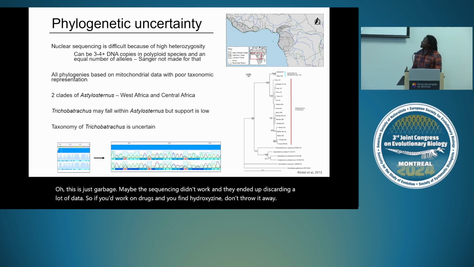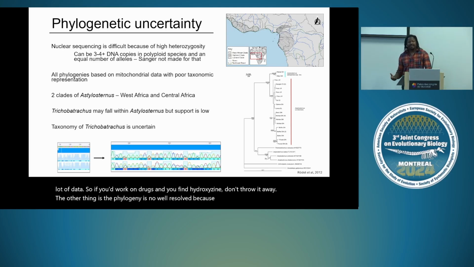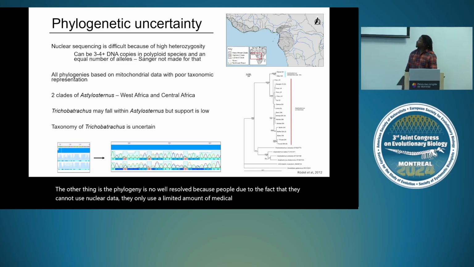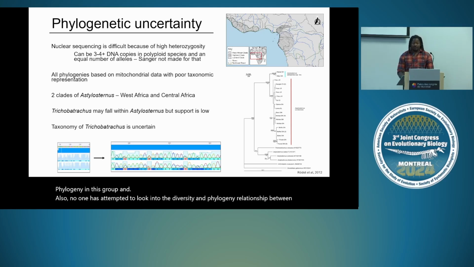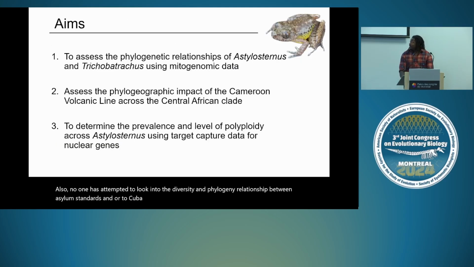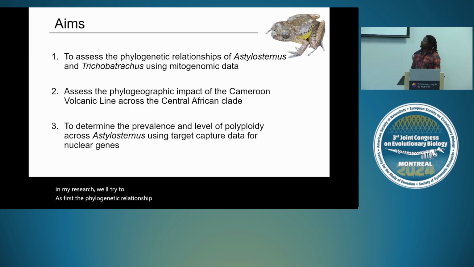The other thing is the phylogeny is not well resolved because, due to the fact that they cannot use nuclear data, they only use a limited amount of mitochondrial data, which led to an unresolved phylogeny in this group. And also, no one has attempted to look into the diversity and phylogenetic relationships within Acylostanus and/or Trichobatrachus. So in this talk, where I stand right now in my research, we'll try to assess the phylogenetic relationship of Acylostanus and Trichobatrachus using the mitochondrial genome.